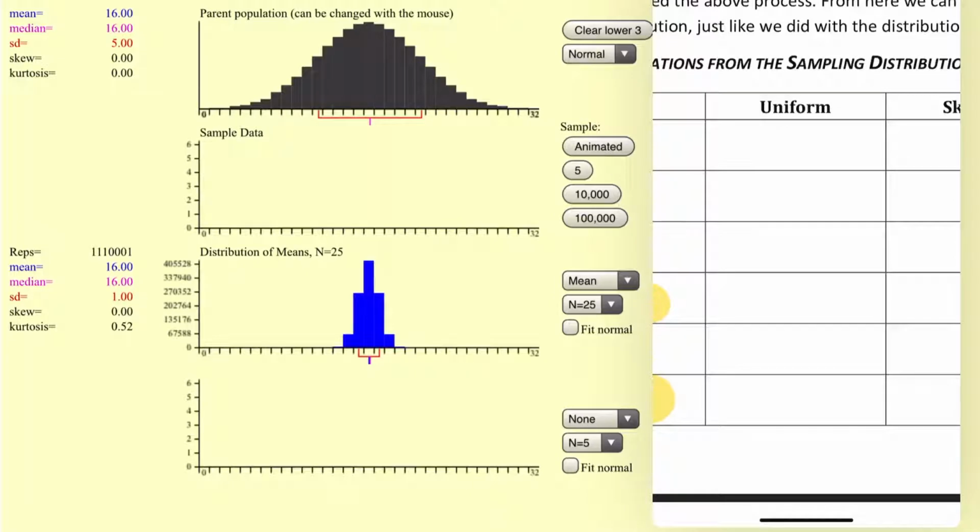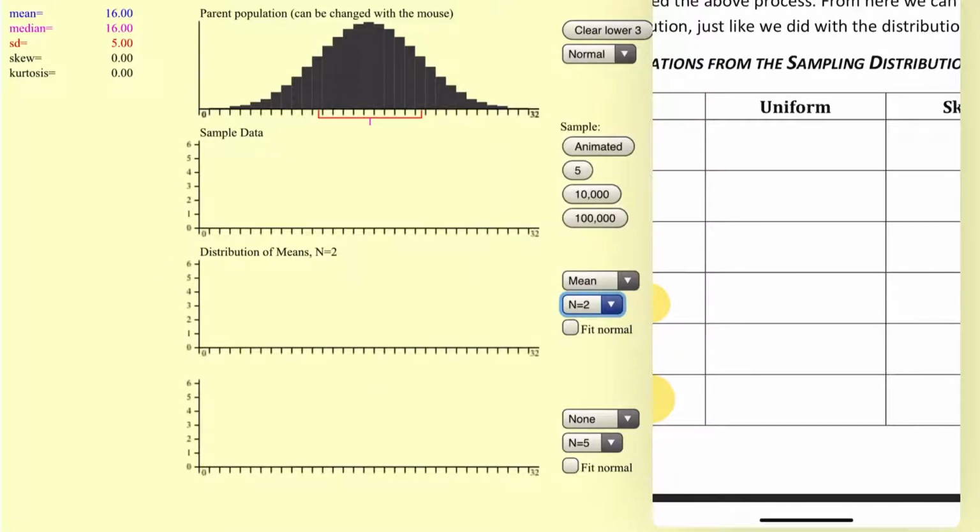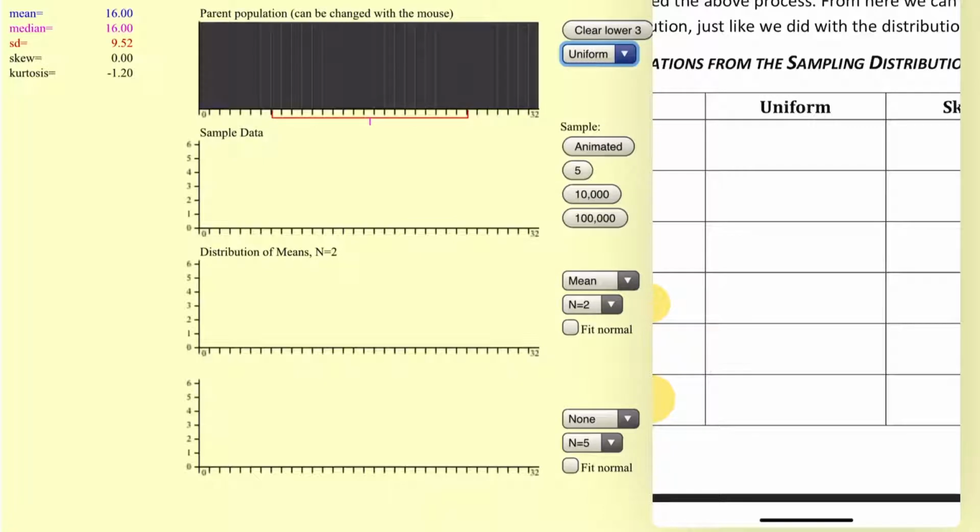All right, so I'm going to change this to sample size 2 and change this to the uniform distribution. So here's our uniform distribution. It's the same value all the way across. This data actually goes from 0 to 32. I'm going to do the same thing. So we'll get our animated 1, 2, mean. For some reason, there's a bug that it's not showing anything other than the median right here, but it'll fix itself when I take more.